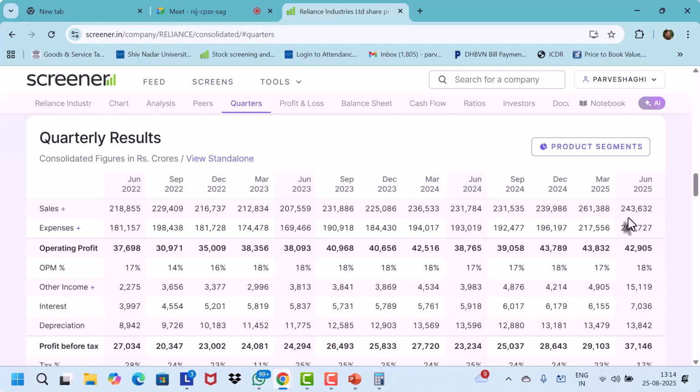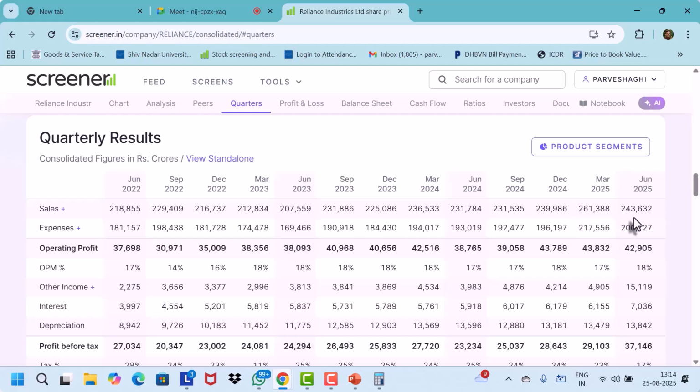Because the numbers sometimes are seasonal. Generally the June quarter is not so good. If you see the June quarter 2023, now in this quarter, June 24, it has gone up. Similarly, in June 2025, it has gone up. On a quarter to quarter basis, it is going up. But compared to the last quarter, Reliance has shown a decline in sales. Is that okay?